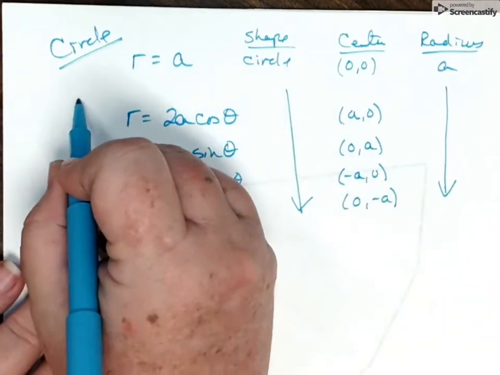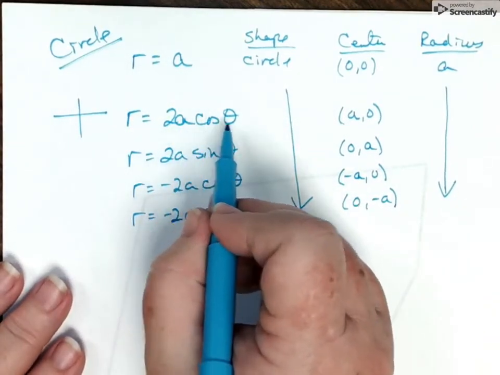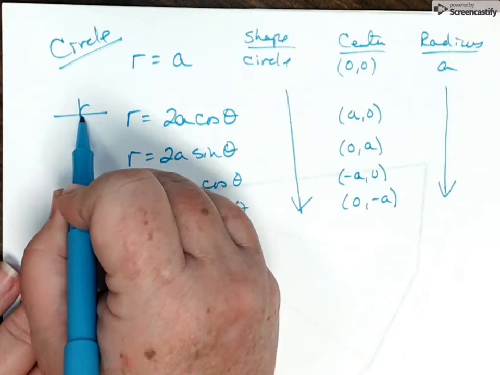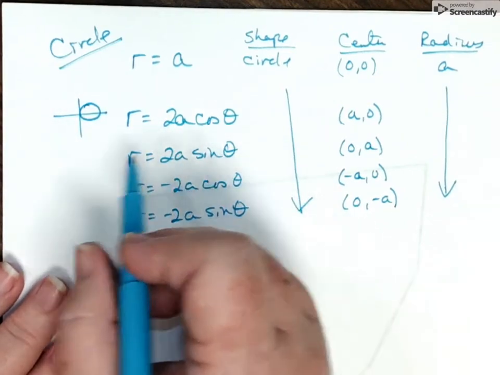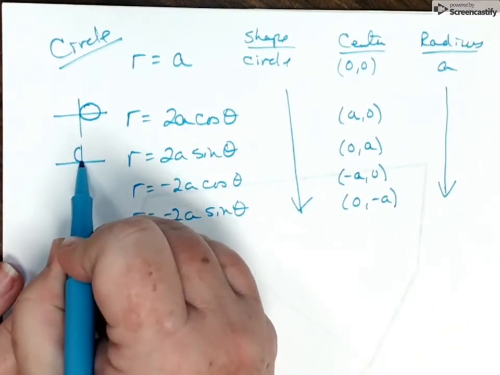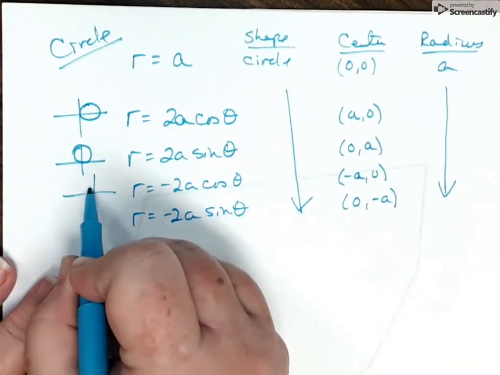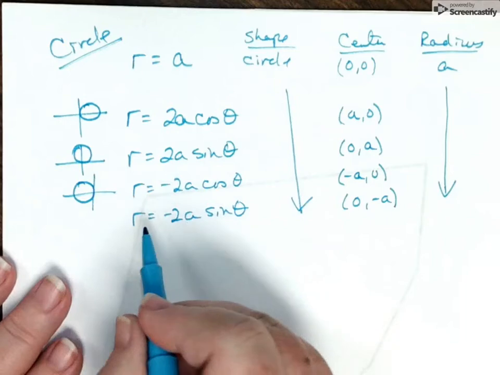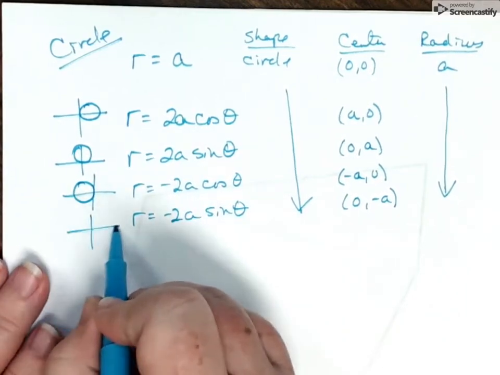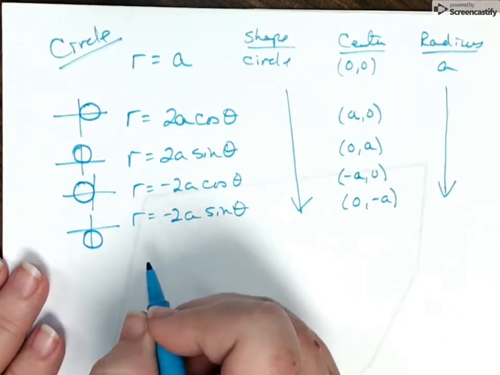So where would they be found? The 2 cosine of theta would be found on the right of the pole. The 2 sine of theta would be found above the pole. Negative 2 cosine of theta would be found to the left of the pole, and negative 2 sine of theta would be found below the pole.